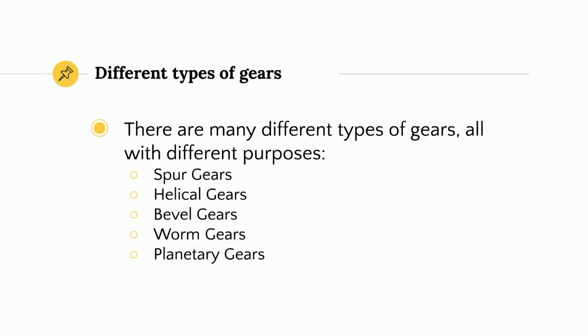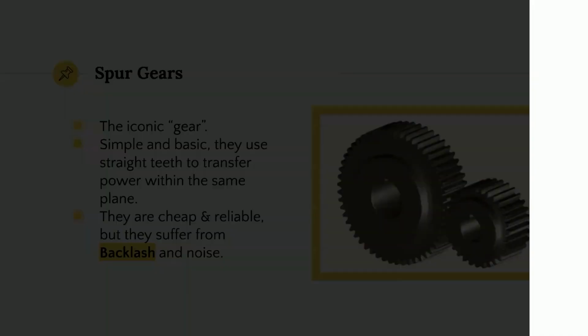Okay, let's move on. Back to gears. So here's the different types of gears. There are many different types of gears, all with different purposes. So we have spur gears, helical gears, bevel gears, worm gears, and planetary gears.